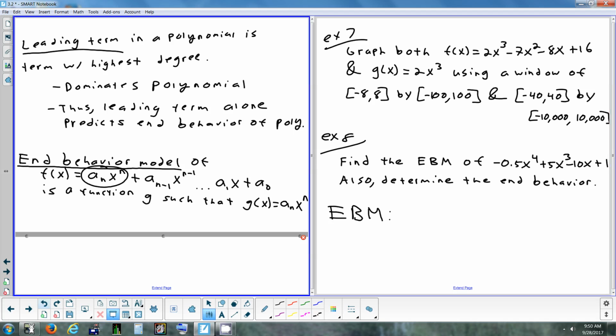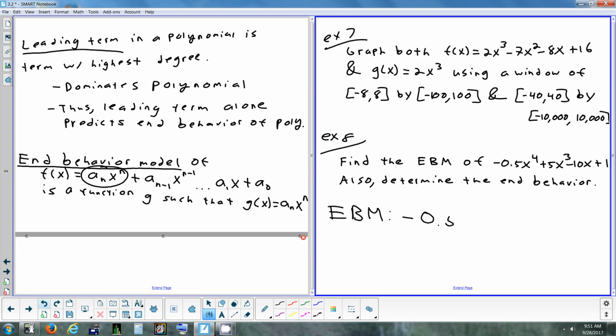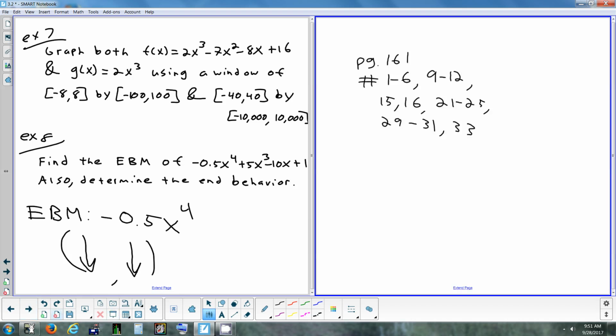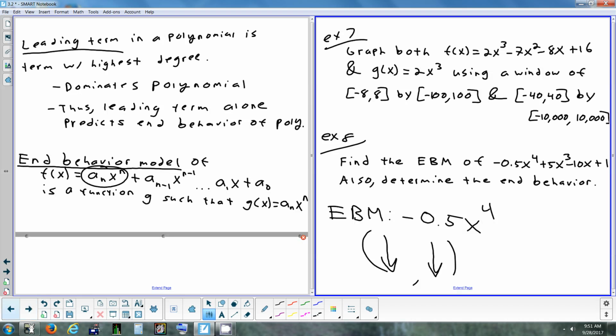So what would be the end behavior model of example 8? And based on the fact that that's a negative coefficient and an even exponent, what would be the end behavior? Down, down. I'm going to hold off on that one. Okay, so any questions on example 8?